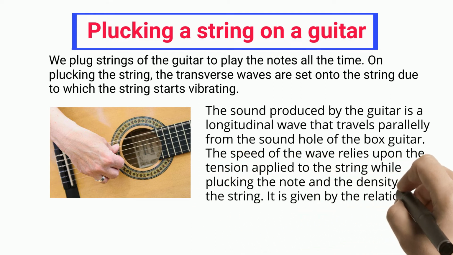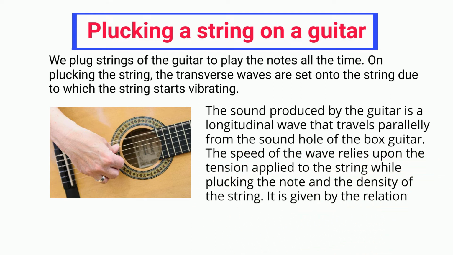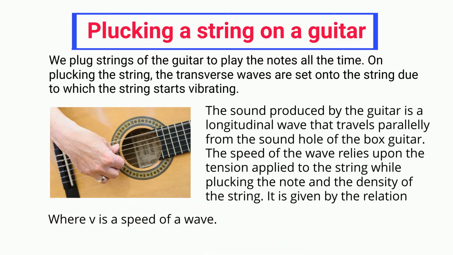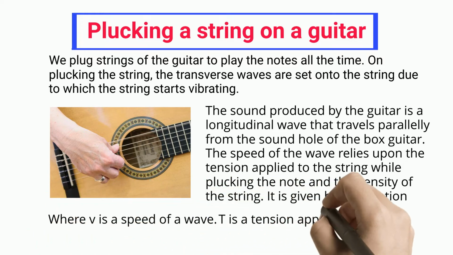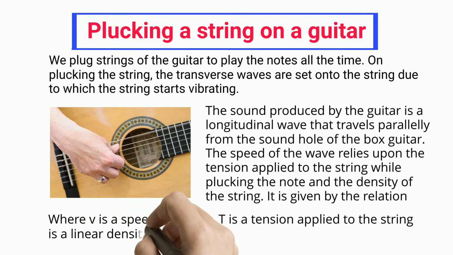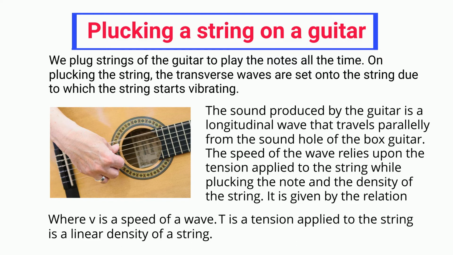density of the string. It is given by the relation where v is the speed of the wave, T is the tension applied to the string, and μ is the linear density of the string.